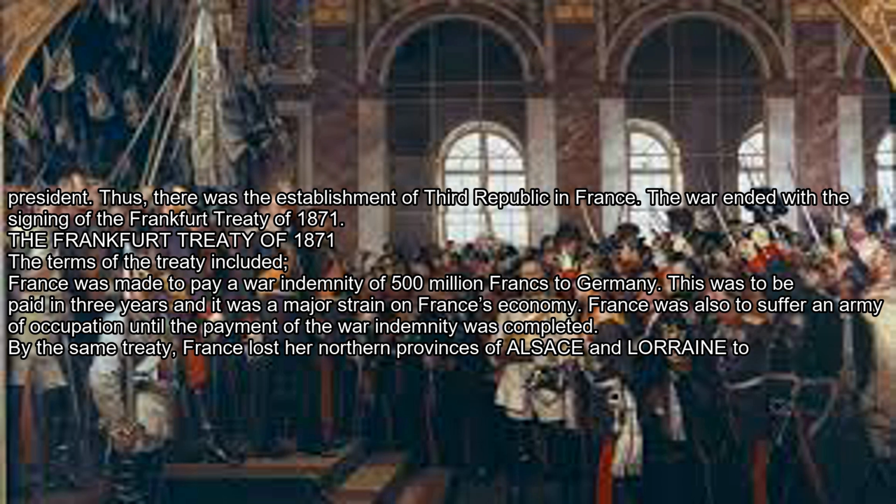The war ended with the signing of the Frankfurt Treaty of 1871. The Frankfurt Treaty of 1871. The terms of the treaty included: France was made to pay a war indemnity of 5 billion francs to Germany. This was to be paid in 3 years, and it was a major strain on France's economy. France was also to suffer an army of occupation until the payment of the war indemnity was completed.